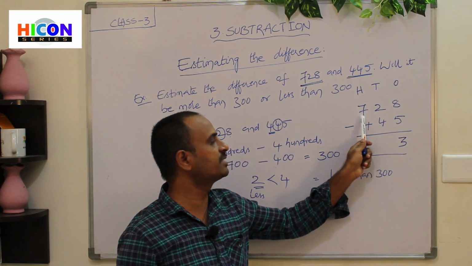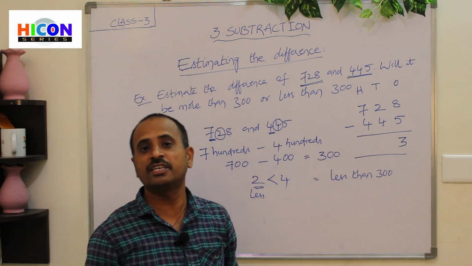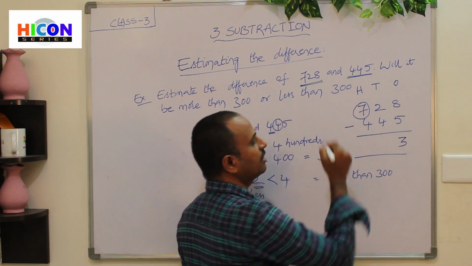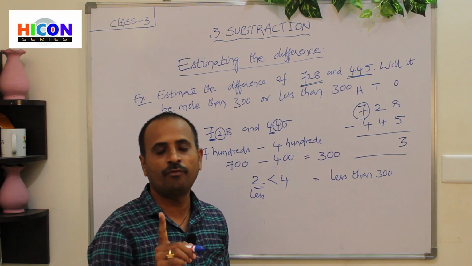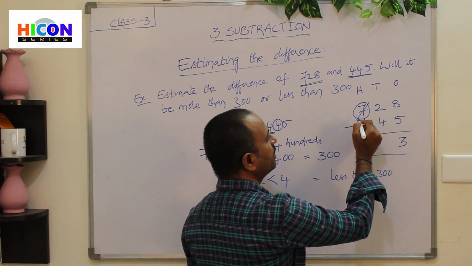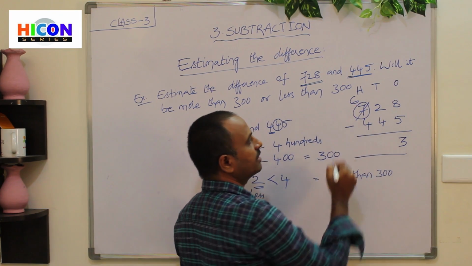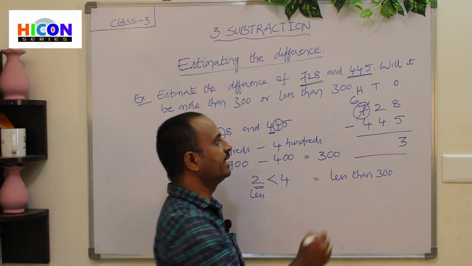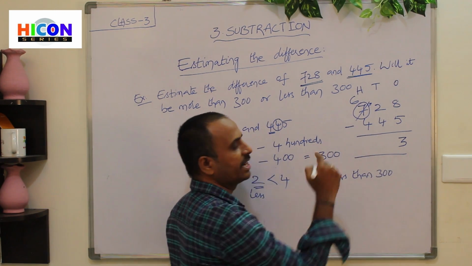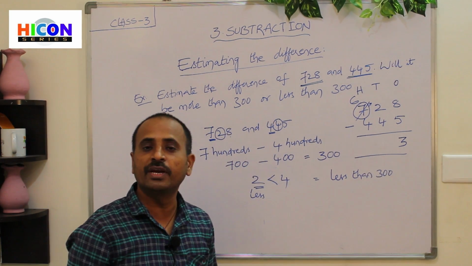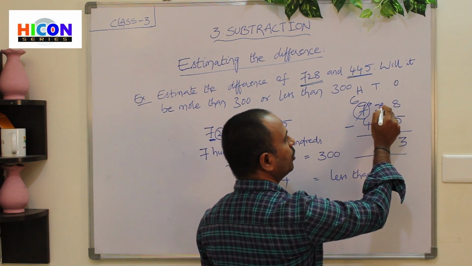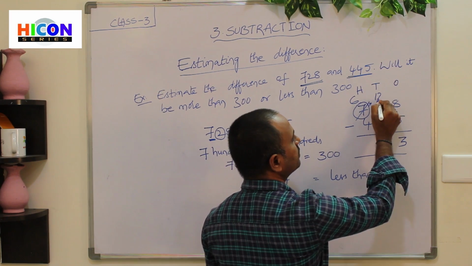What is its next place? 7. That means how many hundreds are there? 7 hundreds are there. So borrow 100 from 700. If we borrow 100, then how many hundreds will be there? 6 hundreds will be there. And carry this 100 to the tens place. If we carry 100 to the tens place, it becomes 10 tens. So already there are 2 tens, and the total becomes 12 tens.